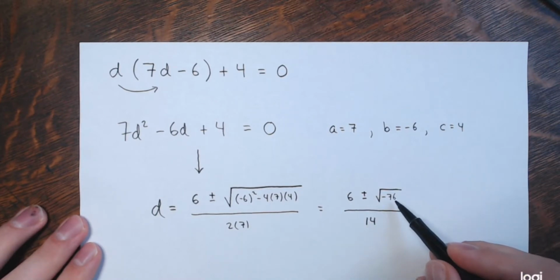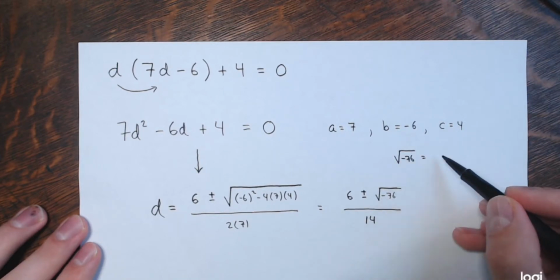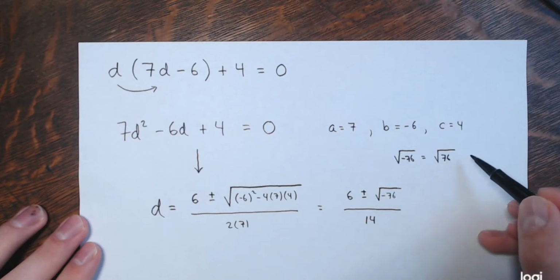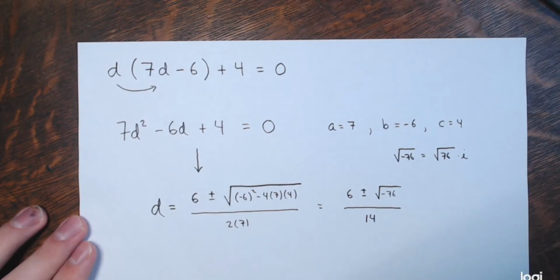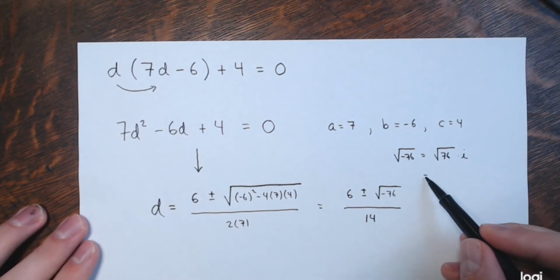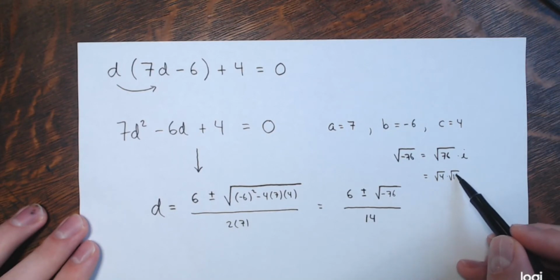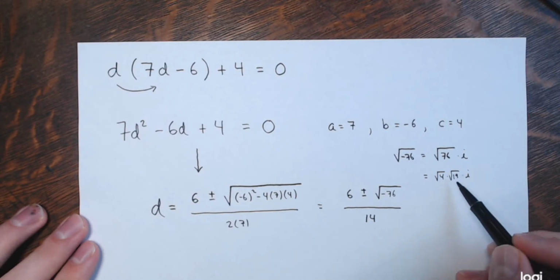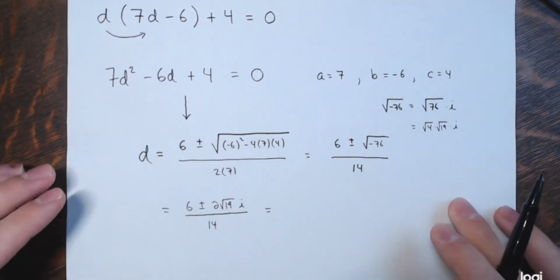Now remember, the square root of negative 76, we're going to rewrite as the square root of 76 times i, as an imaginary number. So there will be no real solutions here. And the square root of 76, that's the square root of 4 times the square root of 19. So that's 2 root 19. So we have here 6 plus or minus 2 times the square root of 19 times i all over 14, and then I split it up, divide each of these terms in the numerator by 14.